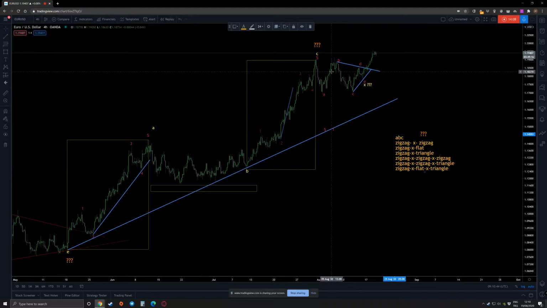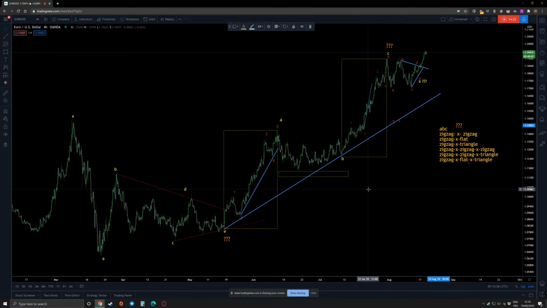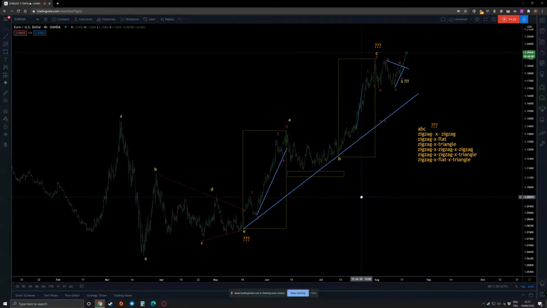So now that we did the zigzag and the x wave, we may have a flat and then another x wave and a triangle. These are all options. I hope this makes sense, guys. And now it's the waiting game for this chart.